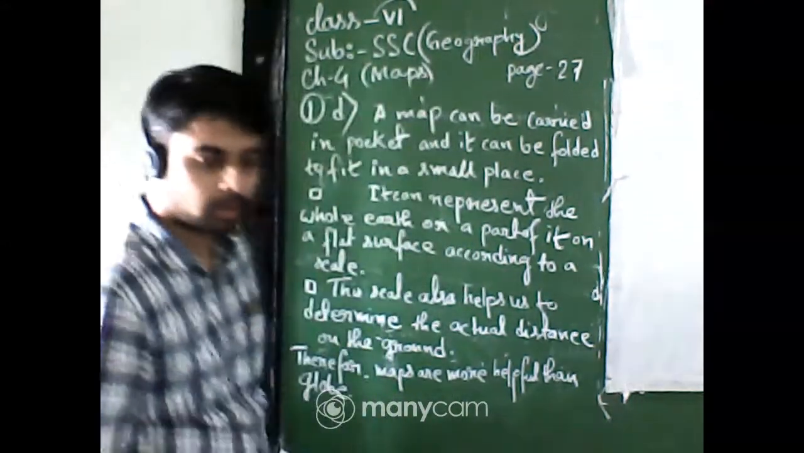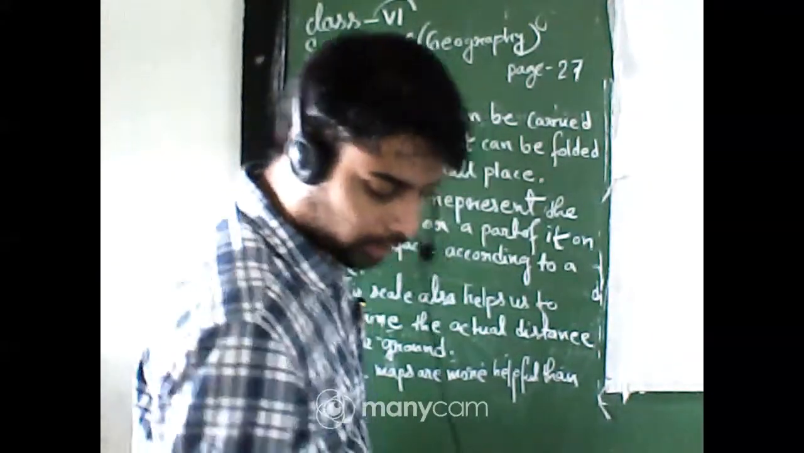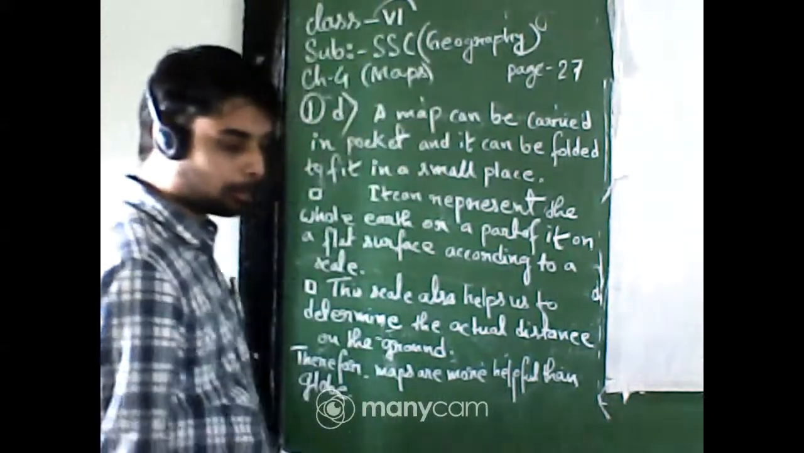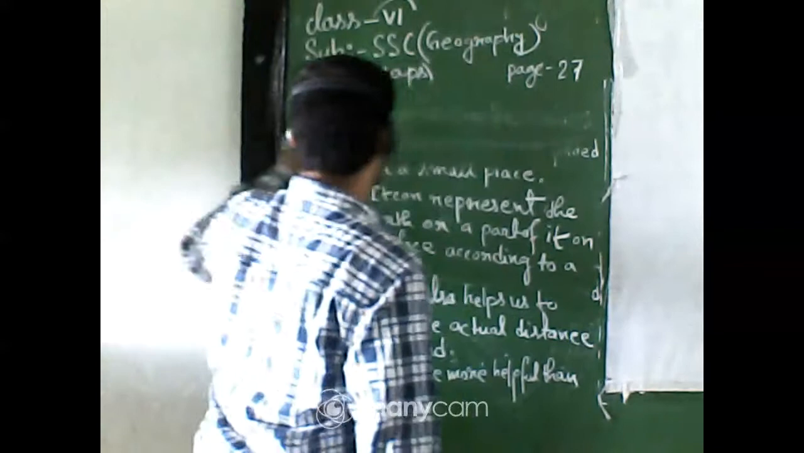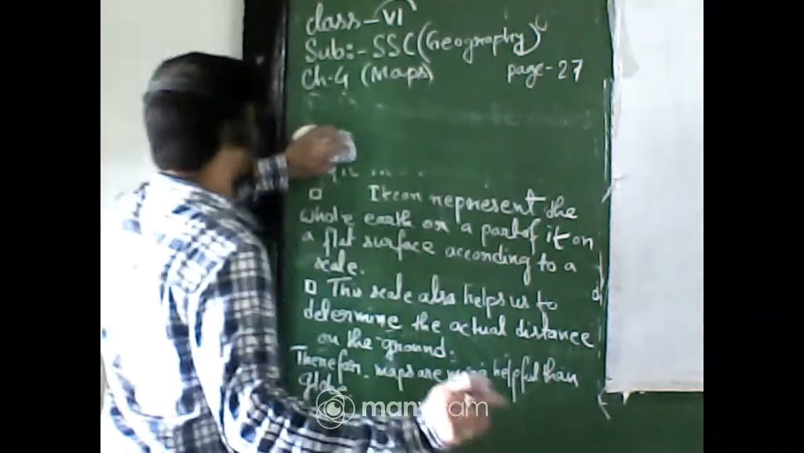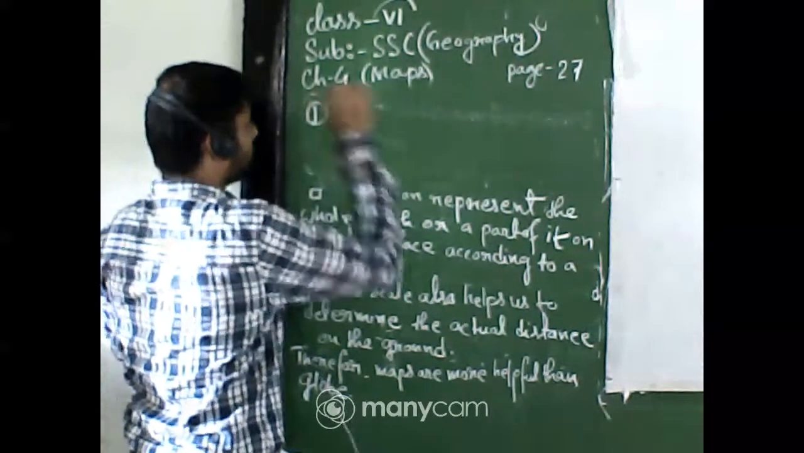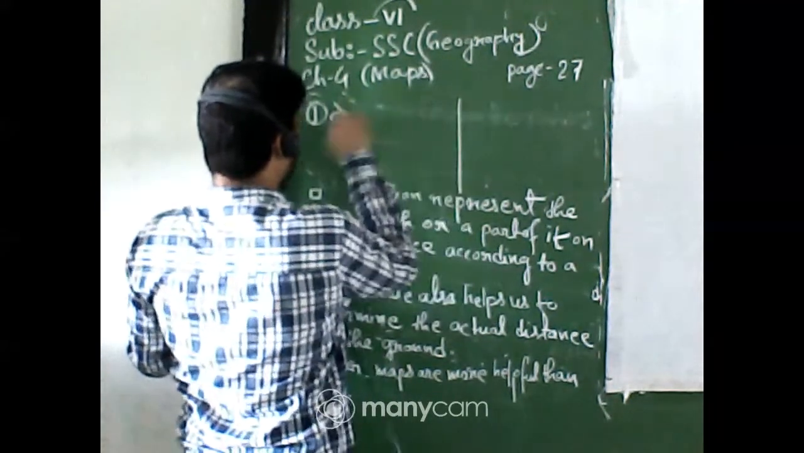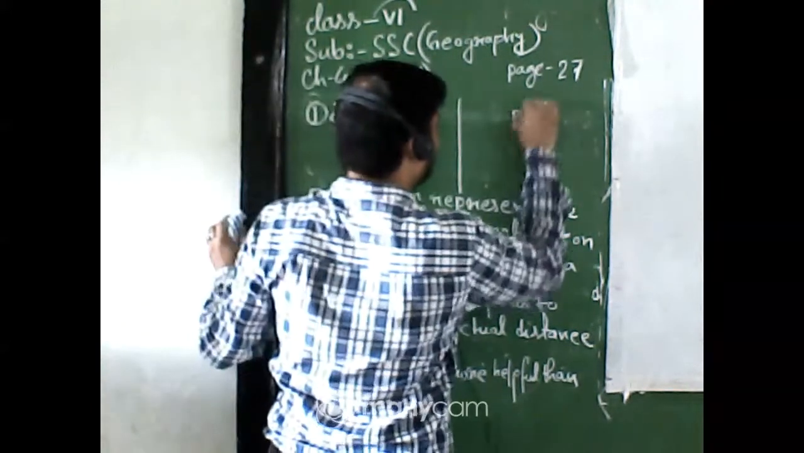Okay, now question number 1E: distinguish between a map and a plan. Distinguish between a map and a plan. Okay, I am writing the first paragraph, 1E. So for this answer you have to draw 2 columns, one for map, another one for plan.